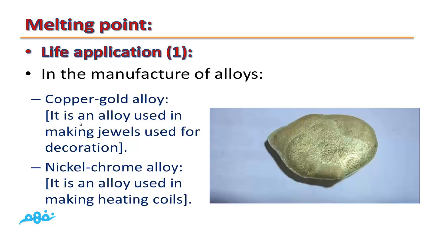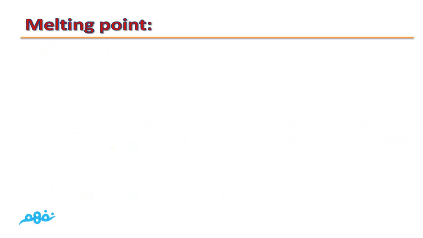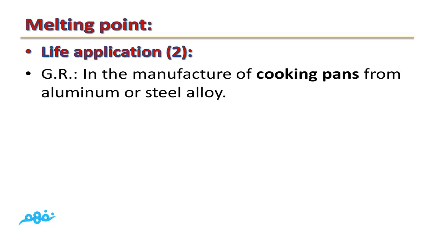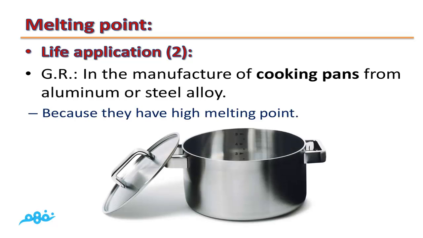Gold copper alloy is used in making jewels, which is used for decoration. We have another alloy which is called nickel chrome, which is made of nickel and chromium elements, which is used in making heating coils. The third one is a stainless steel alloy, which is used in making cooking pans. The second application for melting point is it is used in the manufacture of cooking pans from aluminum or stainless steel. Why? This is because they have high melting point.